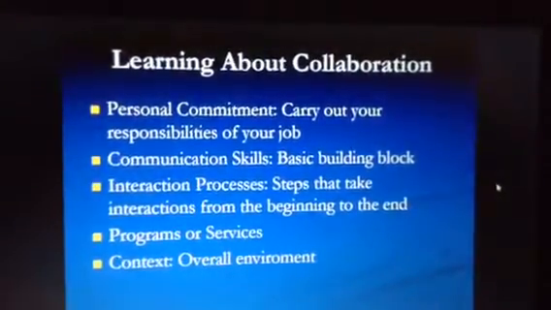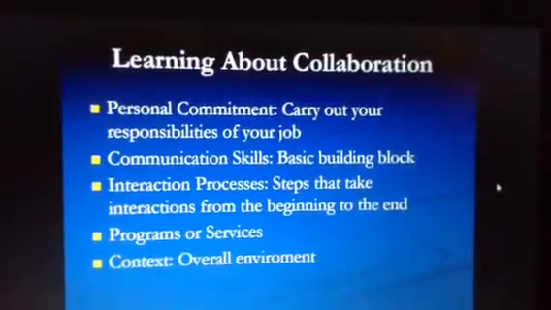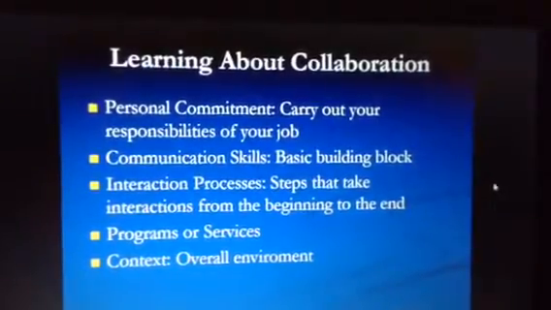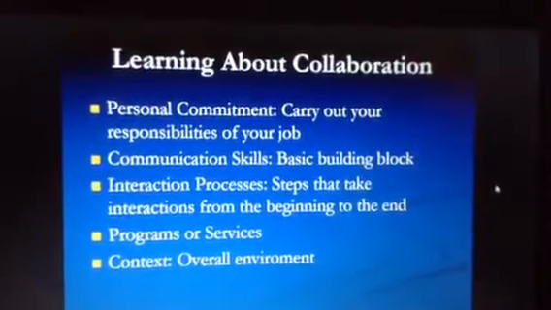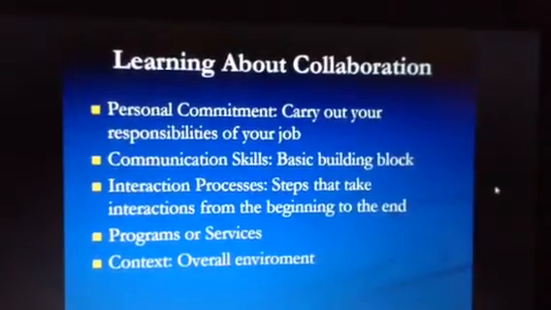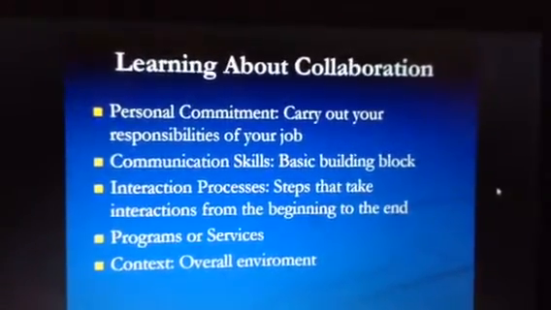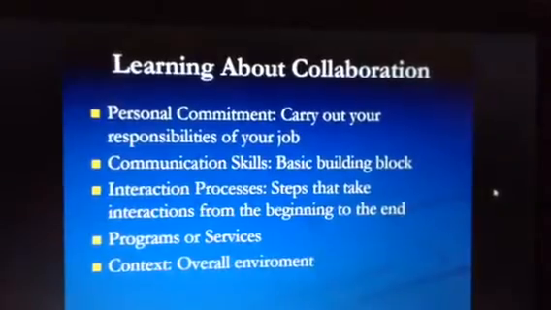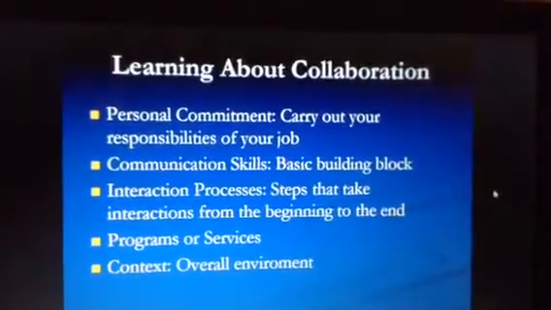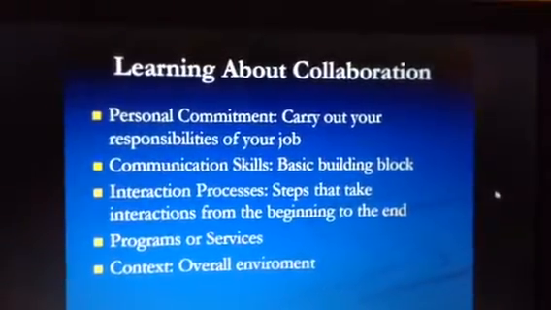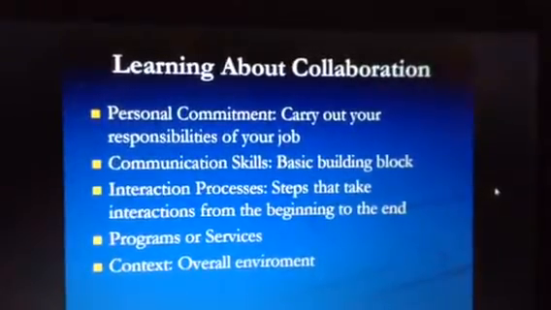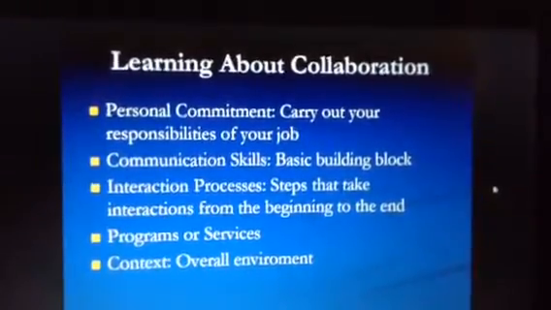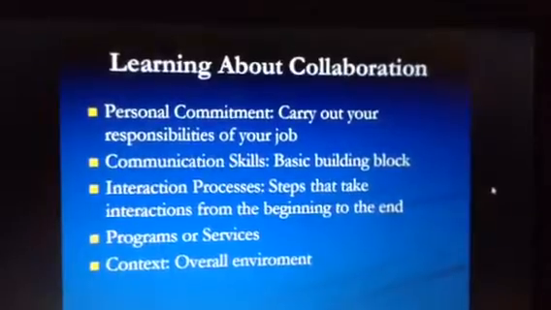Learning about collaboration. Personal commitment is when you carry out the responsibilities of your job. Communication skills is a basic building block. Interaction processes is steps that take interactions from the beginning all the way to the end. And there's programs or services. And the context is the overall environment.